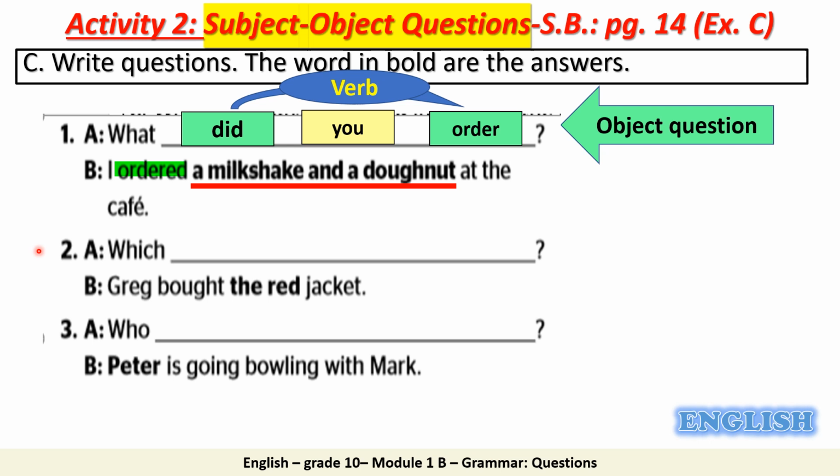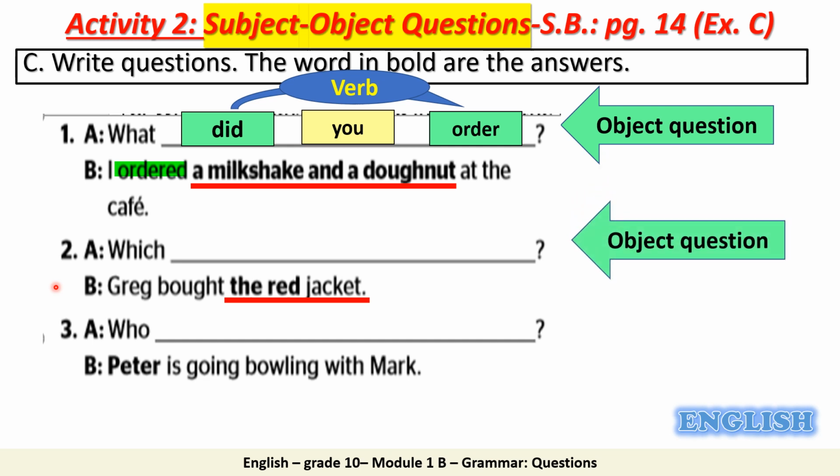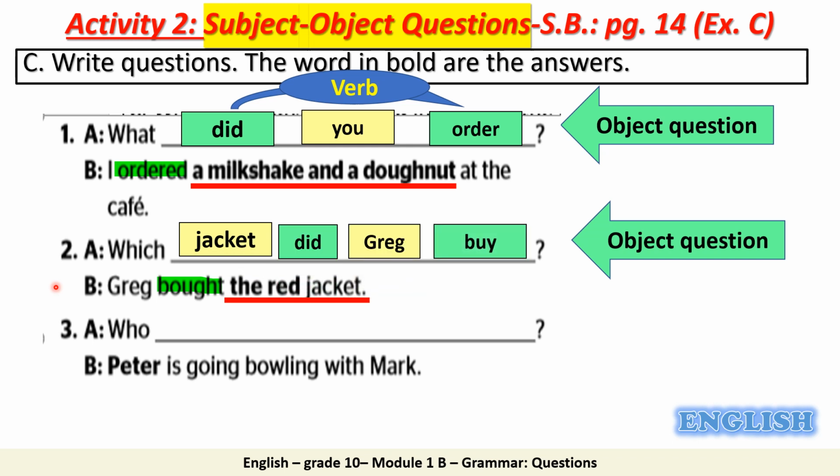2. A asks, which? B answers, Greg bought the red jacket. The red jacket is an object. So again, we have an object question. Which jacket did Greg buy? As you can see, the verb is again in the question form, where did is an auxiliary verb.